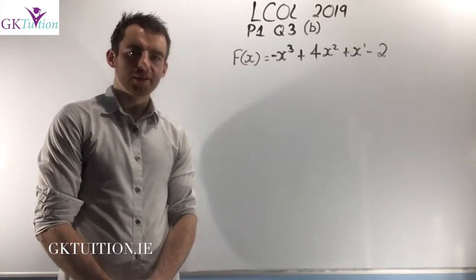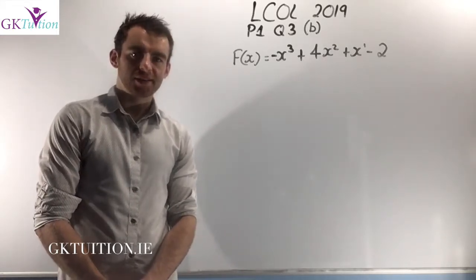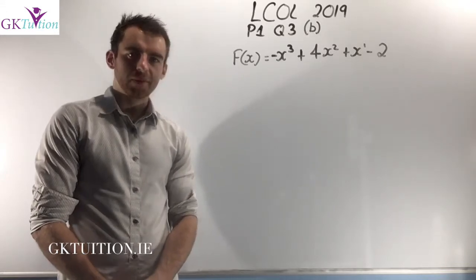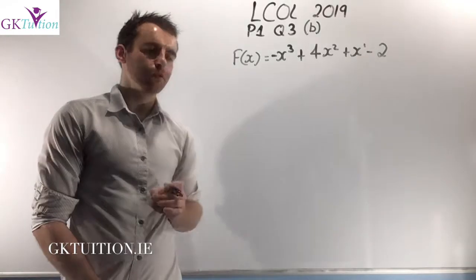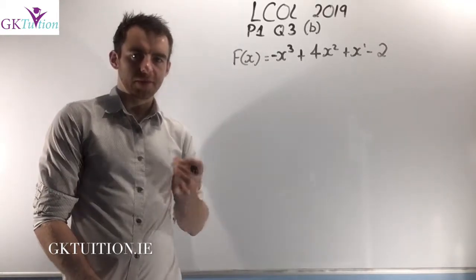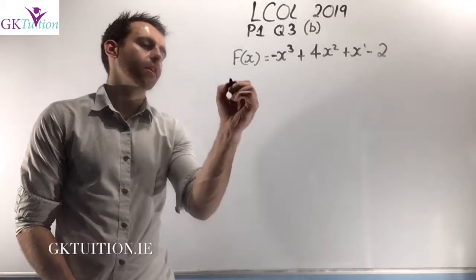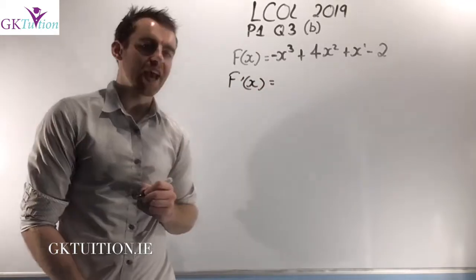Now in part B of this question, we're asked to find f dash dash x, the second derivative of f of x. In order to get the second derivative, you need to first of all get the first derivative. So we need to differentiate our function, that'll give us the first derivative, and then differentiate that again. So I need to differentiate twice here. So the first thing I'm going to do is try and find f dash x.